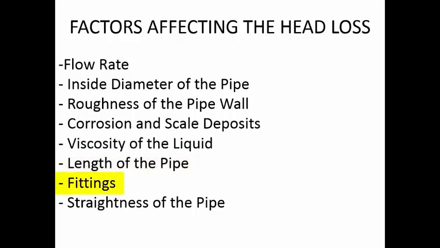Next one is fittings. Whatever fittings you are using, you have to always make sure that there is a gradual change in direction of flow. You should not make abrupt change in the direction of flow. And whenever you are changing the direction of flow, you have to use some good radius. So whatever bend or elbow you are using, you should have a generous radius so that the direction of flow is gradually changed and the losses are going to be minimized.